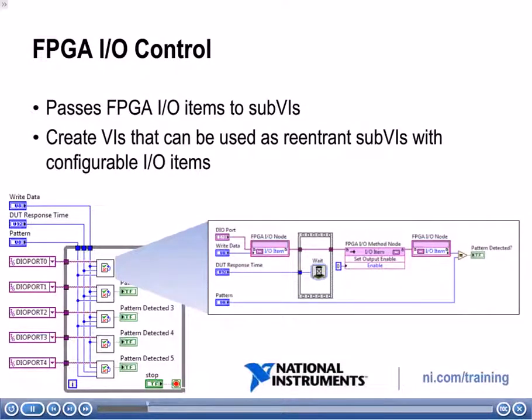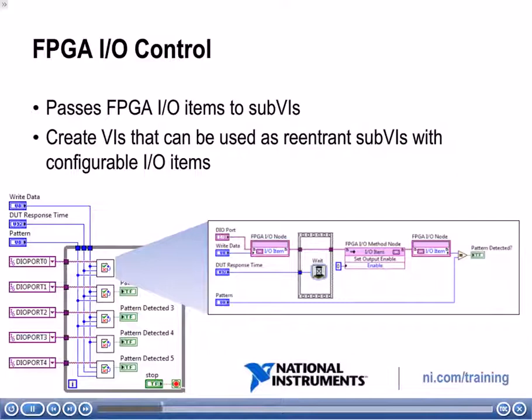So notice that we have a DIO port. Okay, and that's a control where someone can select what digital I/O port they want to use, and that reference is passed into an FPGA IO node. Okay, so at that point, this sub-VI is able to do some sort of logic on a digital I/O port that is specified by a control.